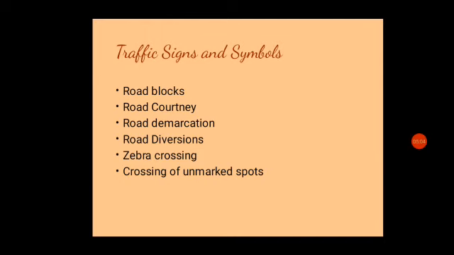Then fourth one, we have road deviations. This road deviation is intended to change the flow of traffic in order to avoid the use of certain portions of the road at a particular time, especially where a part is under construction or repair. And also, road deviation could be as a result of obstruction by a broken down vehicle.